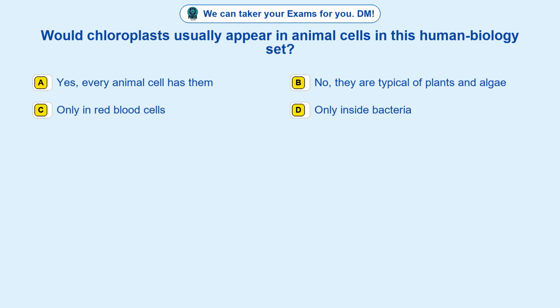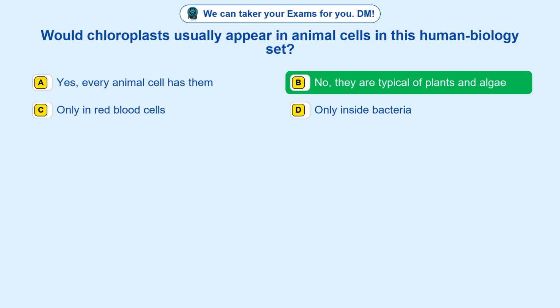Question 14. Would chloroplasts usually appear in animal cells in this human biology set? Option A. Yes, every animal cell has them. Option B. No, they are typical of plants and algae. Option C. Only in red blood cells. Option D. Only inside bacteria.